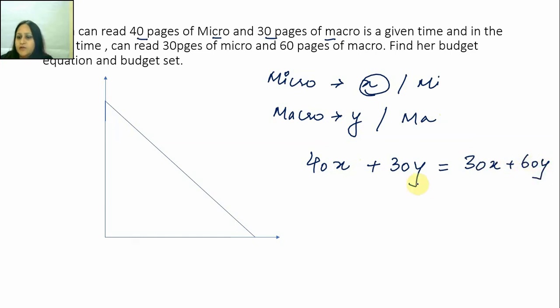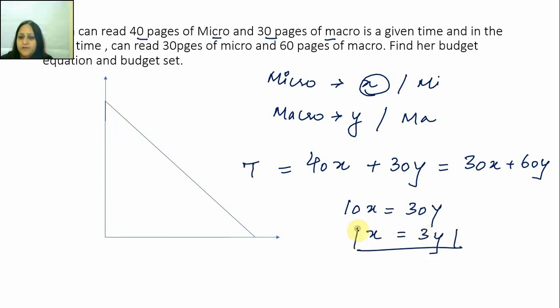We have to find her budget set. And this entire thing is equal to a certain amount of minutes that she has available, the total time that she has available, which is t, right? So this is what we are given. So can I write 10x is equal to 30y, which means x is equal to 3y. So this is the trade-off that we have.